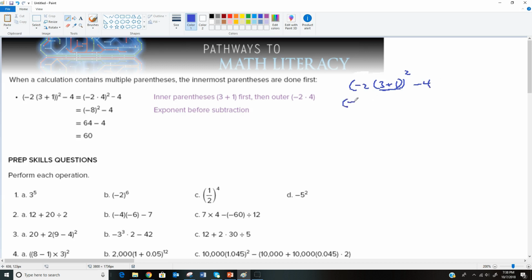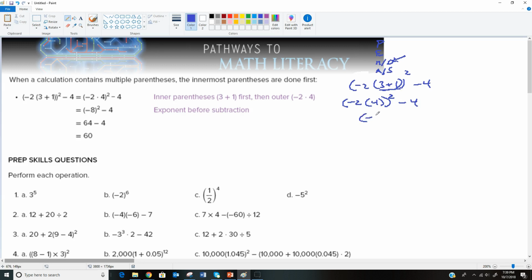So we're going to do -2. We're going to do this inner set of parentheses, which is 4 squared. And we still have to complete this parentheses, because remember, it's parentheses, exponents, multiply, divide, add, subtract. So we're going to do this inside the parentheses. We're going to do this multiplication and division. So we haven't gotten to the exponent yet because we haven't gotten done with the parentheses yet.